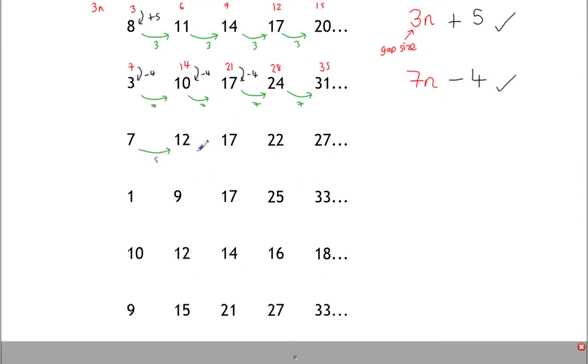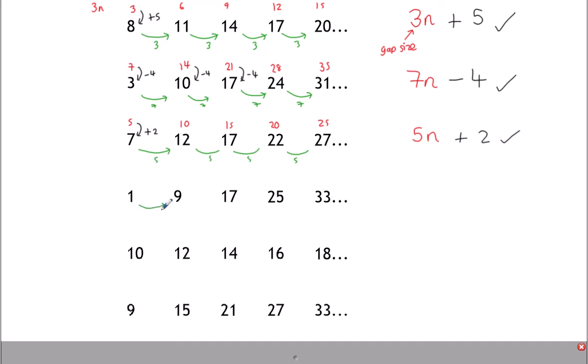Okay, this one we've got a gap size of 5. Same every time, so 5n. Put the 5 times table on top because it's 5n, it's going up in 5s. Are my numbers in black bigger or smaller? They are bigger. They're bigger by 2, so you add 2, 5n plus 2.